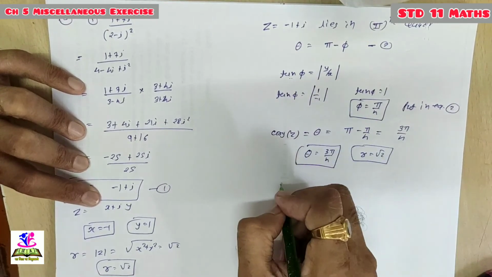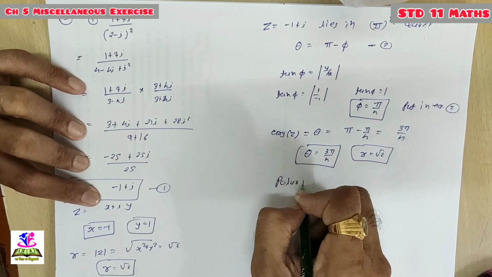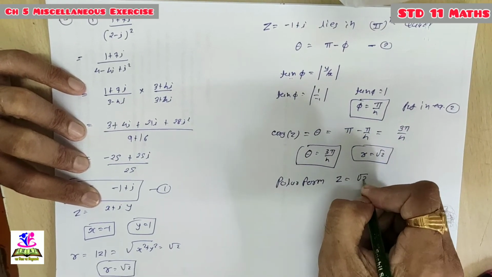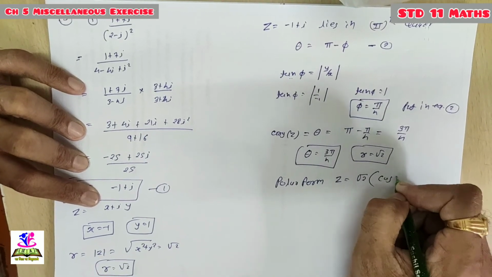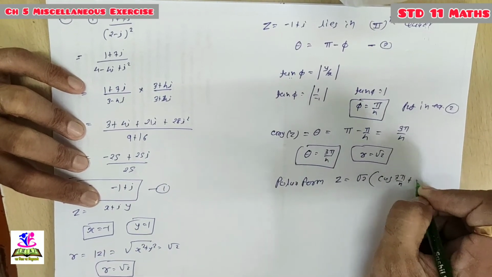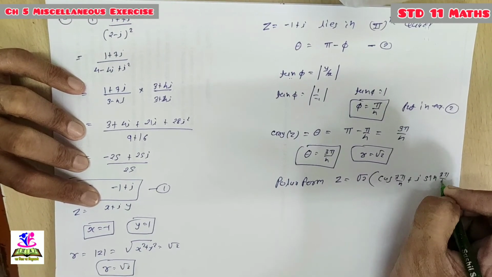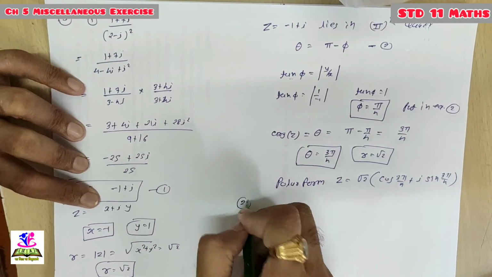So now we can write the polar form of the complex number. The polar form is z equal to root 2 cos 3 pi by 4 plus i sin 3 pi by 4. Done? This is your answer.